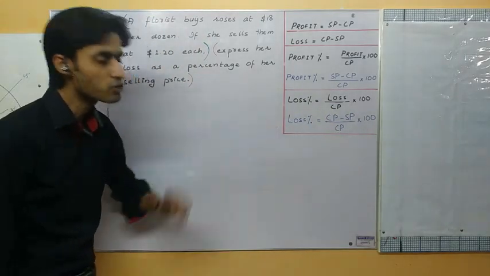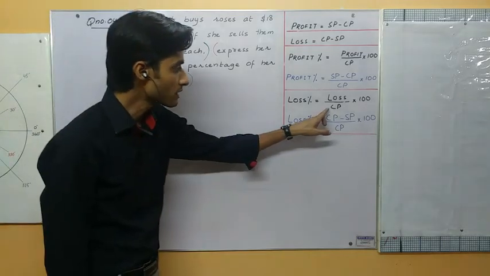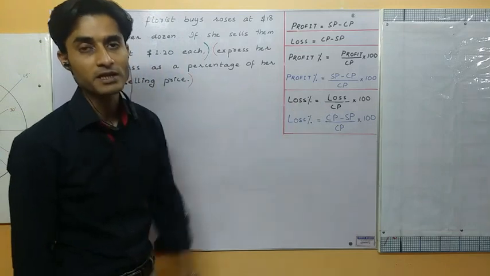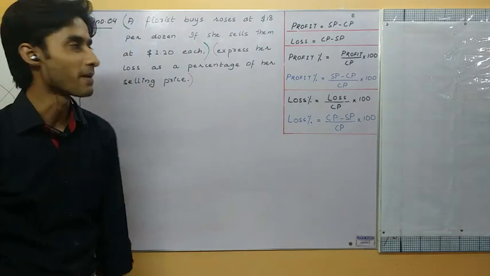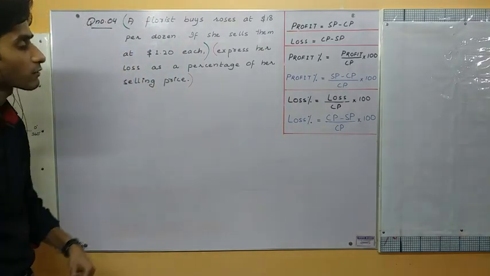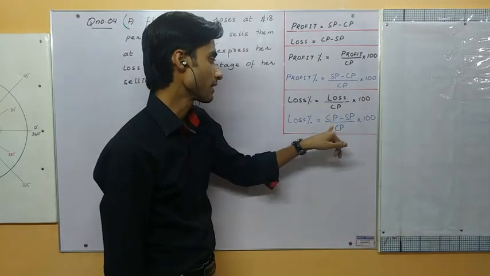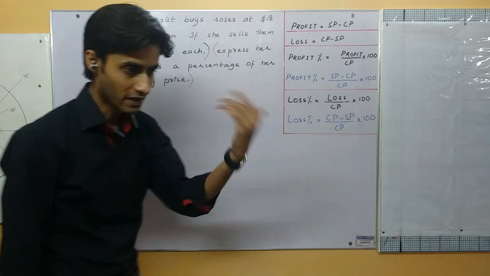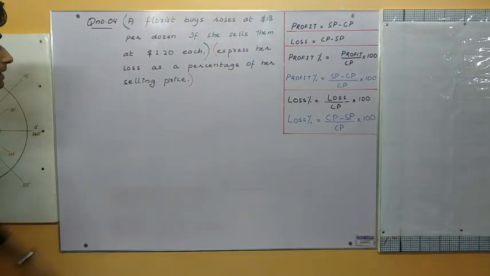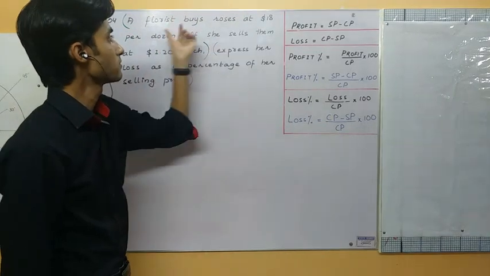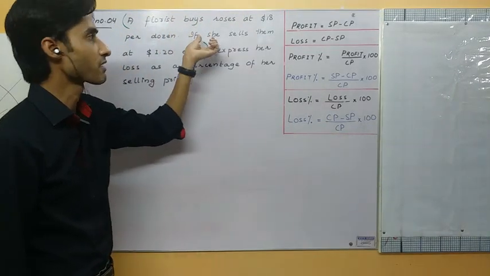So there will be a little change in this formula. The cost price in the denominator of both formulas should be replaced with selling price because the question demands it. Anyway, I'll calculate loss percentage, but for that I'll need loss, cost price or selling price, depending on what information I have available. So first of all, a florist buys roses. Buys means this is her cost price that I've given you.